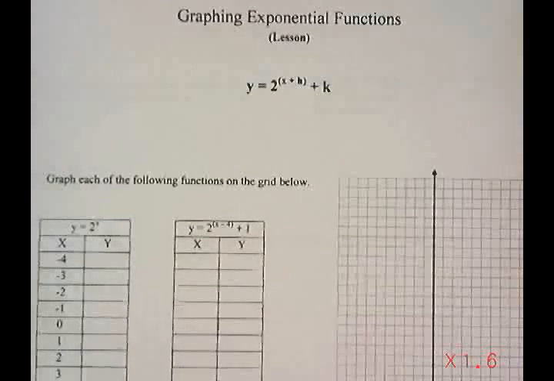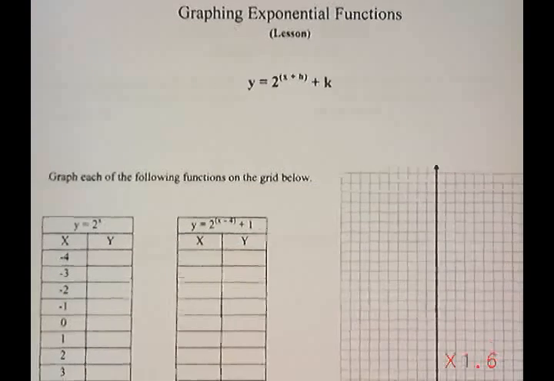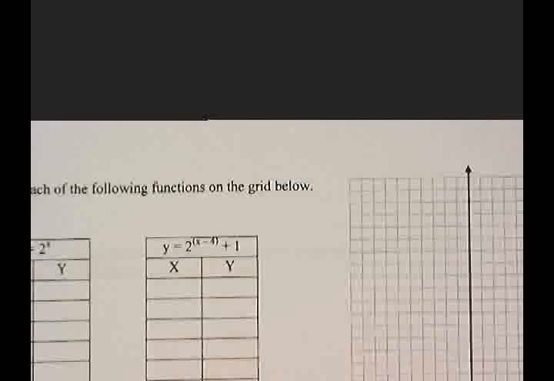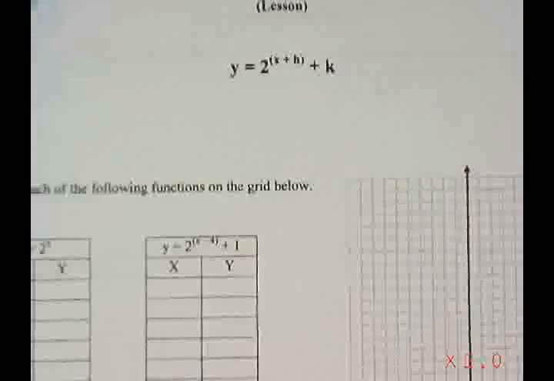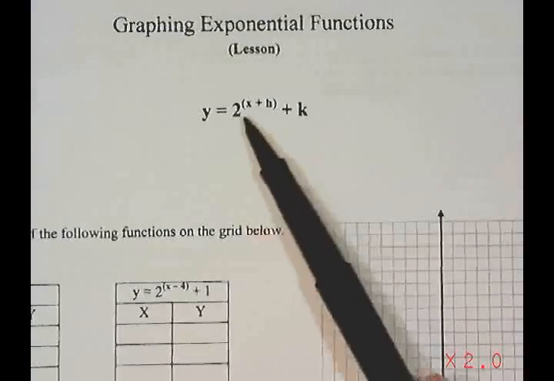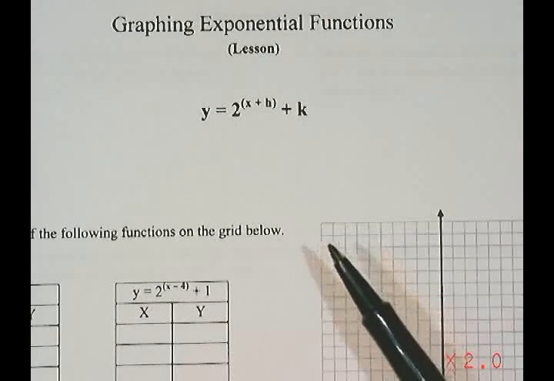So what we're going to take a look at is horizontal and vertical translations today. And we're going to talk about how to graph them. I'm just going to zoom in a little bit here. We're going to start by just identifying what h and k do in an exponential formula, and then we're going to make a graph.